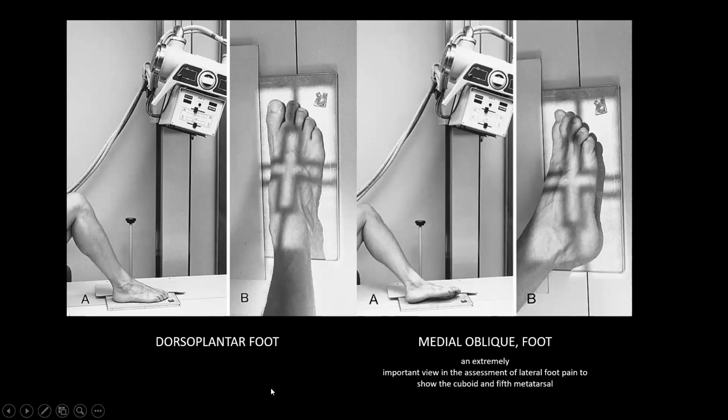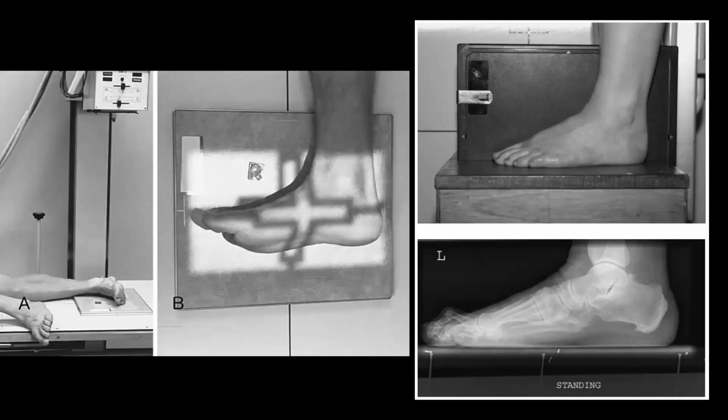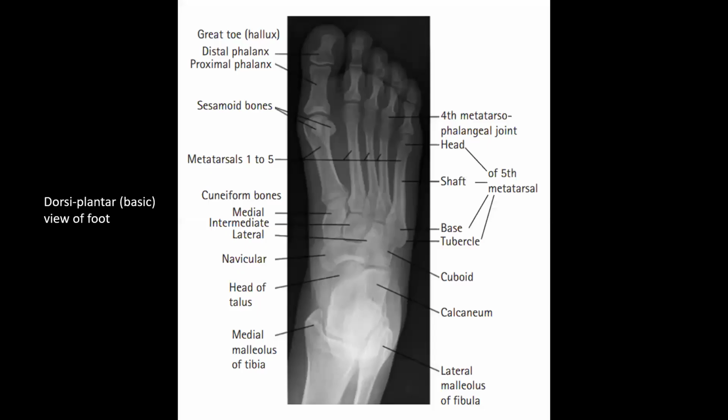Now let's see how we take a radiograph of the foot. So this is the dorsiplantar foot technique. Here we just keep the patient's foot like this, and we take the radiograph in this way. There is another projection, the medial oblique view of the foot, in which we slightly rotate the foot medially. It is an extremely important view to assess lateral foot pain, which shows the cuboid and the fifth metatarsal. We can also take a weight-bearing lateral radiograph of the foot, and without weight-bearing, we can also take a lateral radiograph of the foot.